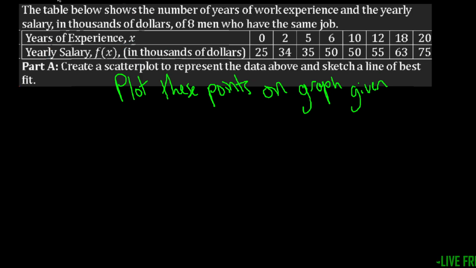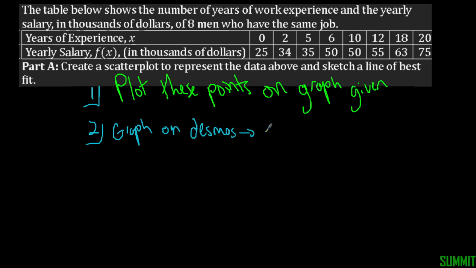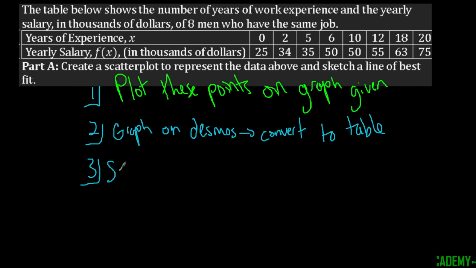We're going to type in the points we plotted on the graph given. That was step 1. Step 2 was to graph on Desmos. Make sure you convert to table, so that way it has it in table form. Then for step 3, we have sketch, or we're going to come up with a line of best fit.